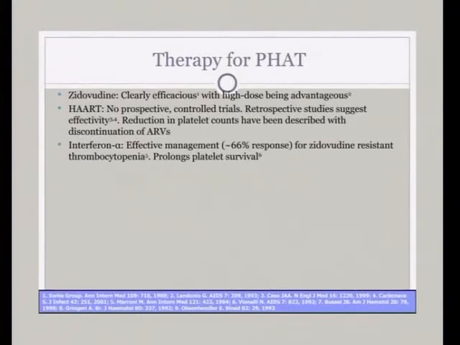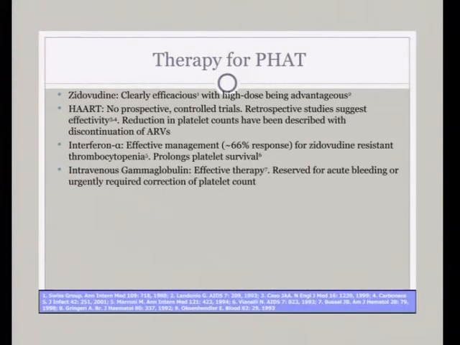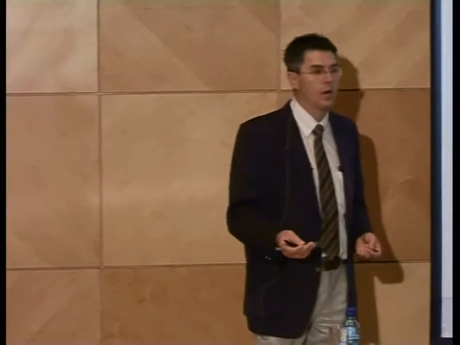prolongs platelet survival. Intravenous immunoglobulin is expensive, it is hard to come by, and it is effective therapy, and it's reserved for patients that are bleeding now, or patients that you want a rapid increase in platelet count, for example, patients that have to go to surgery.